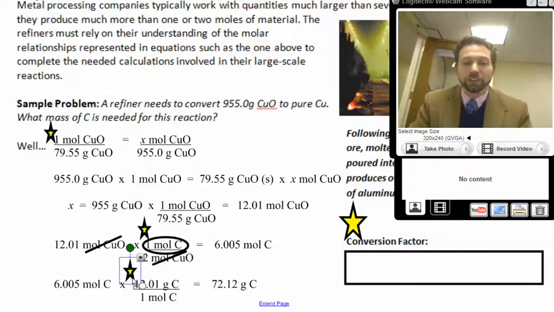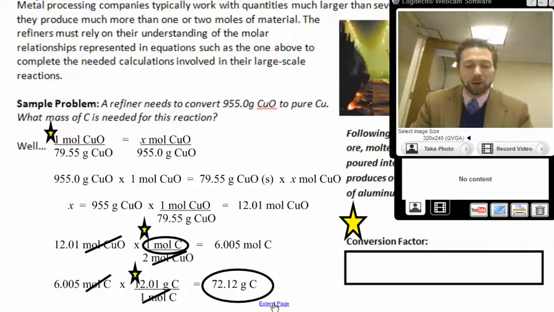And so we use this conversion factor again, and we're able to cross this out. What we're left with is just grams of carbon, and this is the answer here. Yay, 72.12 grams of carbon. And we're left with the answer.